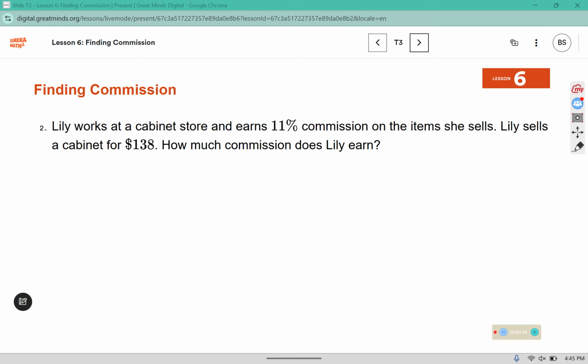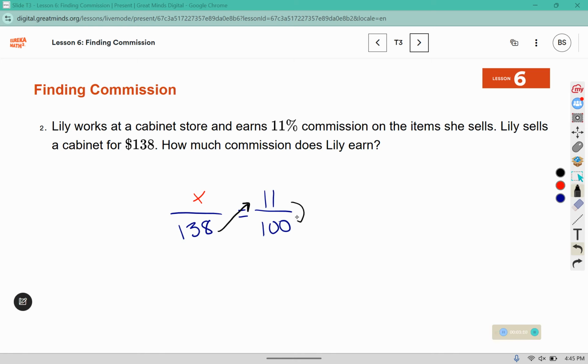This says Lily works at a cabinet store and earns 11% commission on the items she sells. Lily sells a cabinet for $138. How much commission does Lily earn? So the percent, 11, is out of 100, and the amount she sold the cabinet for is 138. But she's only going to earn part of that money. She's going to earn 11% of that. So we'll cross multiply and then divide.